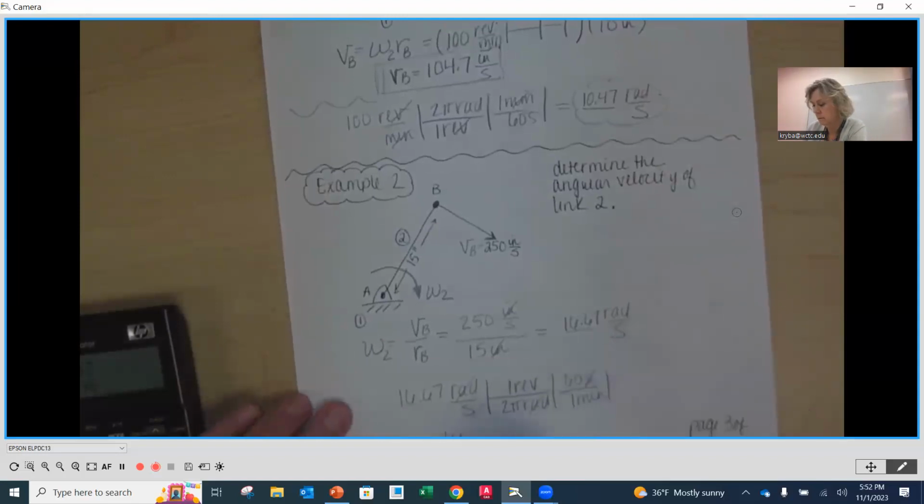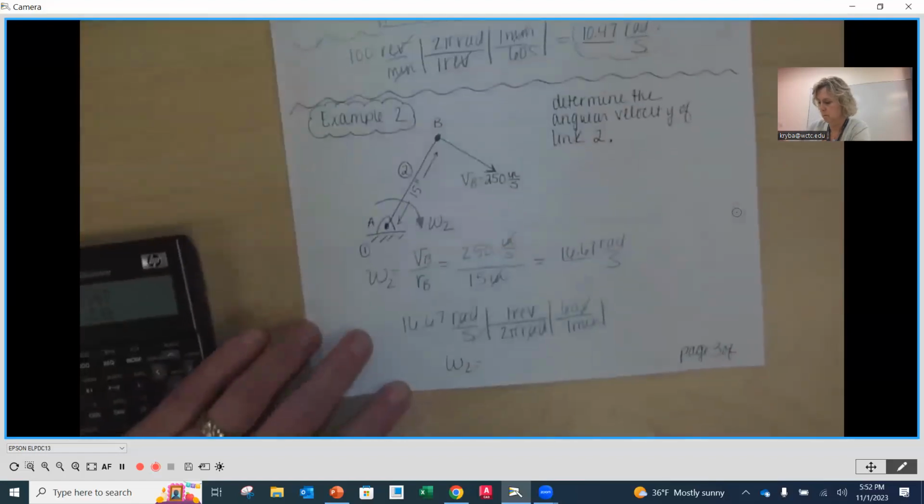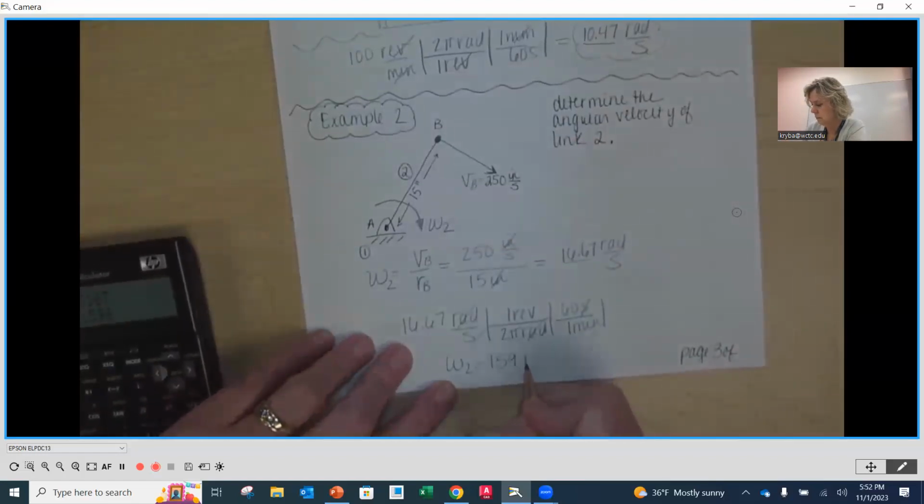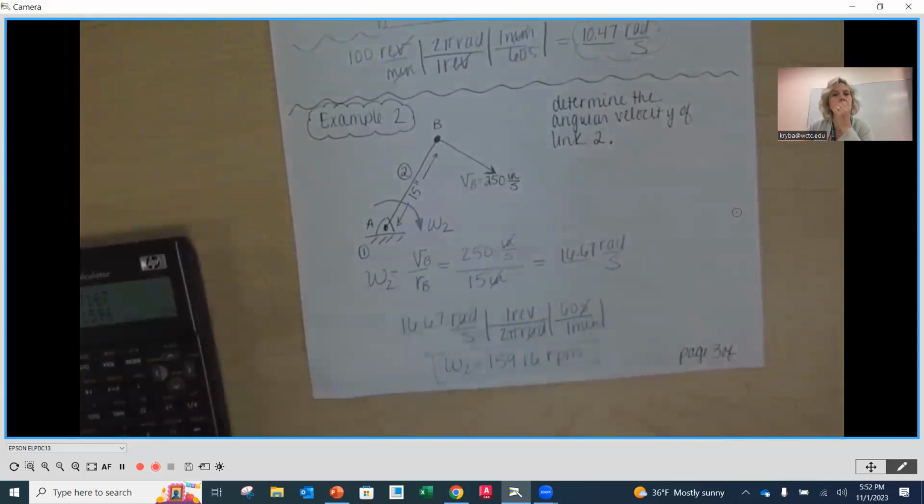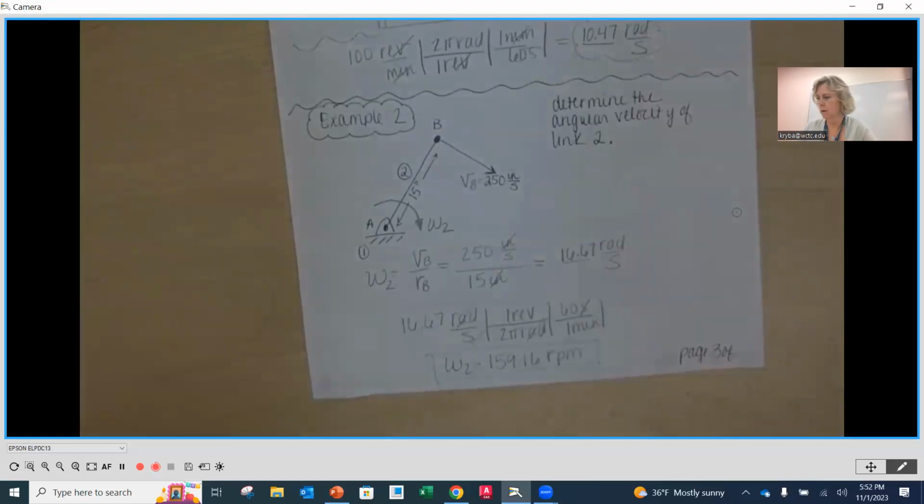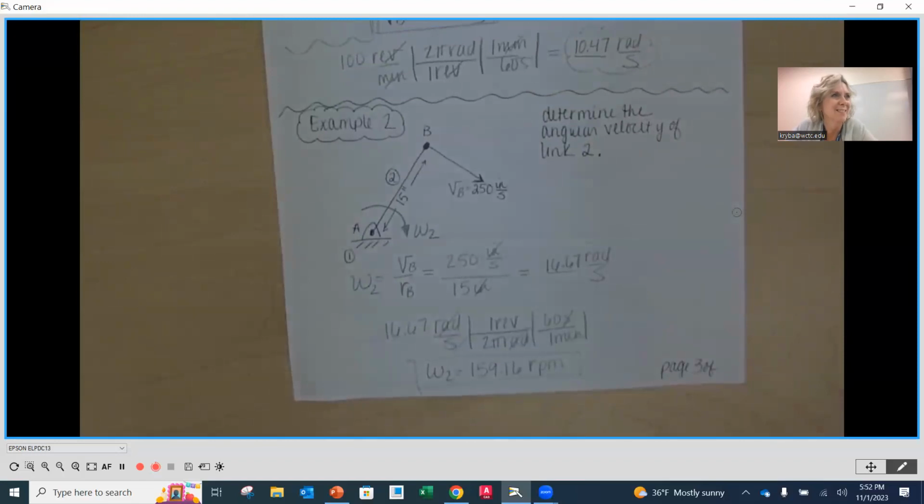Now, I know that it's technically spinning, but do we want to go negative because it's clockwise, or does that not matter? No, not in this case. All right. Questions? Okay.